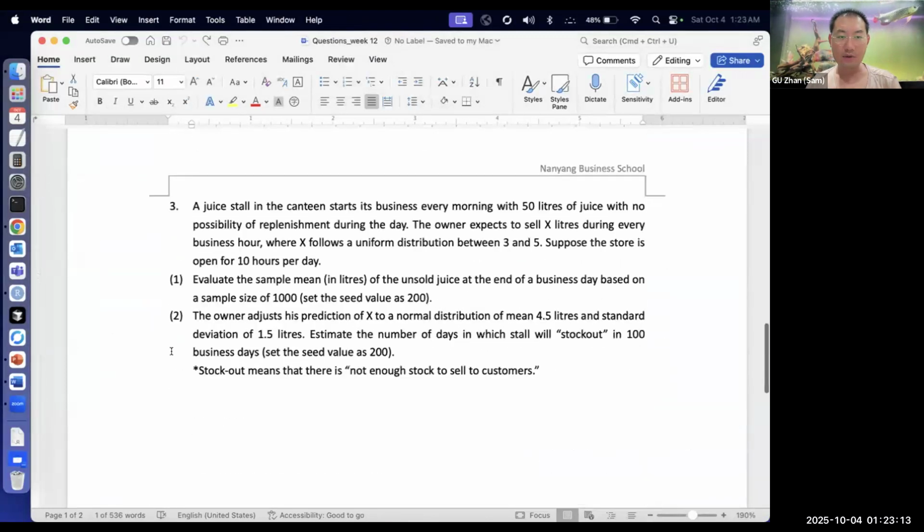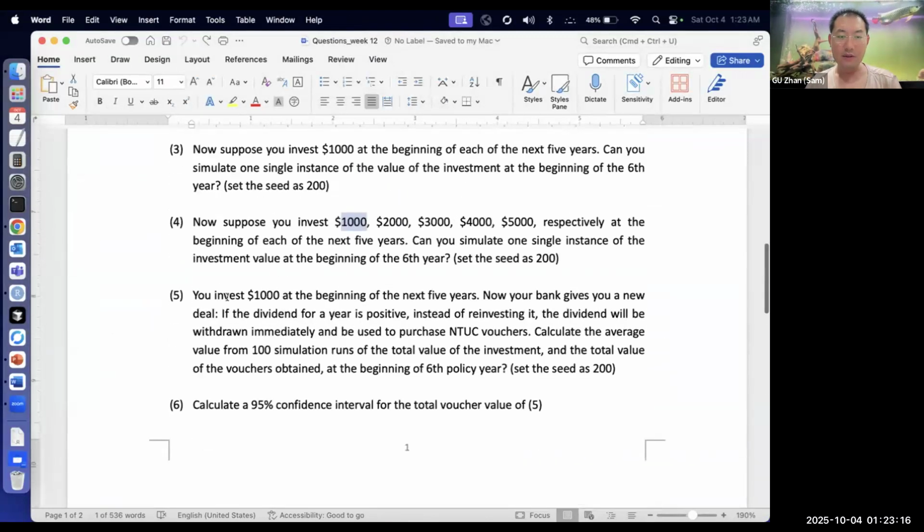Okay, and next we're going to question 5. So things are getting more and more complicated. You invest $1,000 at the beginning of the next 5 years. Now your bank gives you a new deal. If the dividend for a year is positive, instead of reinvesting it, the dividend will be withdrawn immediately and used to purchase NTUC vouchers. Calculate the average from 1,000 simulation runs of the total value of the investment and the total value of the vouchers obtained at the beginning of the 6th policy year.